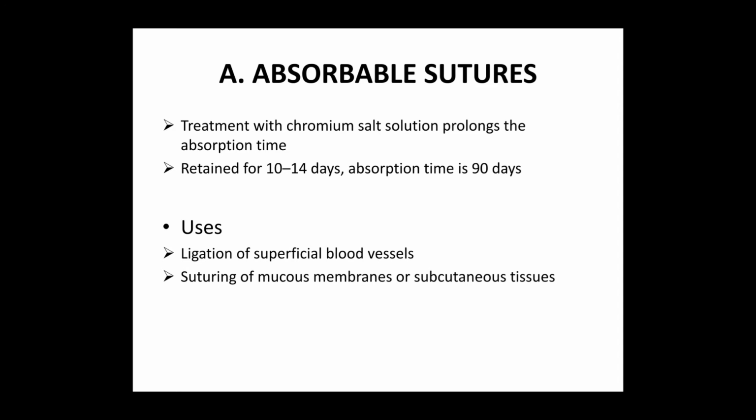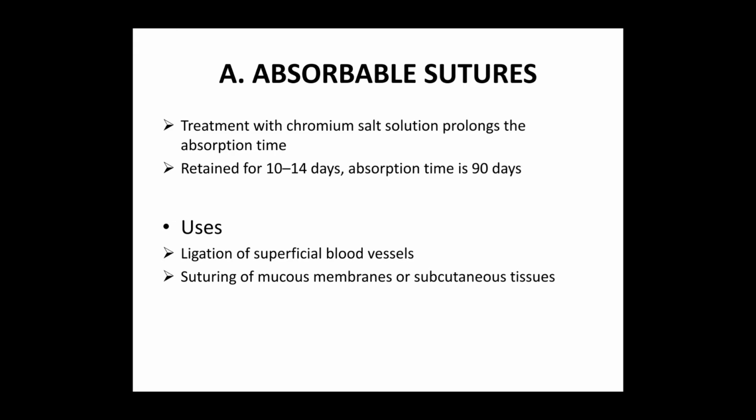The treatment of catgut with chromium salt prolongs the absorption time. That is, tensile strength is retained for 10 to 14 days and maximum absorption takes 90 days, 20 days more than that of simple or what we call plain catgut.